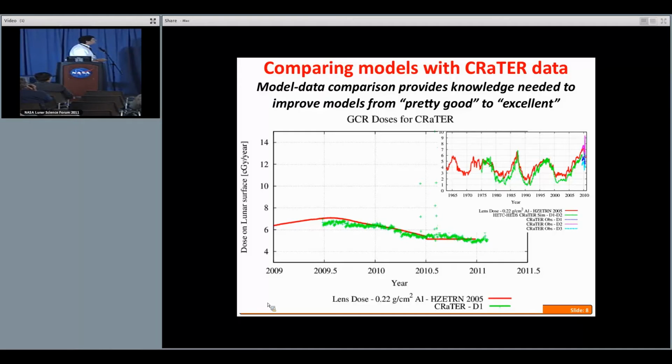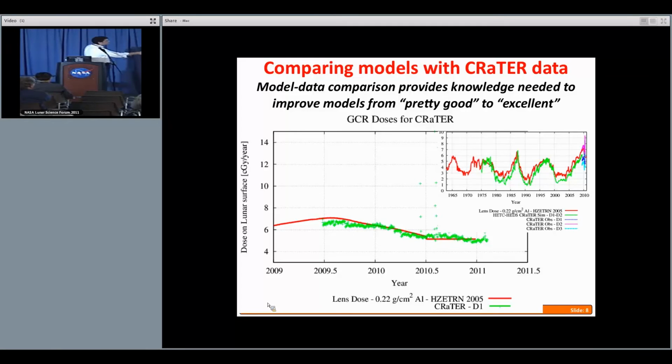This is actually some of the first comparisons that we've done between models of galactic cosmic ray doses, shown in the red, and actual doses that are observed by the CRaTER instrument. First of all, you see very, very good agreement, and second of all, you see exactly the type of trend that I'm talking about. As those interplanetary field strengths rise, they become better at shielding out galactic cosmic rays, and as a result, the galactic cosmic ray dose drops.